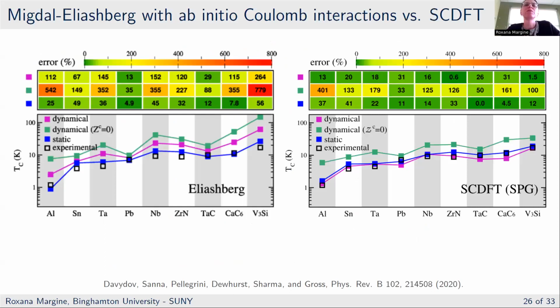Let me mention a few studies, just to see what lies beyond the standard implementation of the Eliashberg formalism in EPW. Here, for instance, is a study done by Davidov and collaborators, where they did a comparison between the Eliashberg formalism and SCDFT. This is not done with the EPW code, just to mention. In this study, they solved the isotropic Migdal-Eliashberg equation, where they accounted for both electron-phonon and Coulomb interaction on an equal footing. The open dots are experimental data, and this data in blue are calculations done in the static approximation.